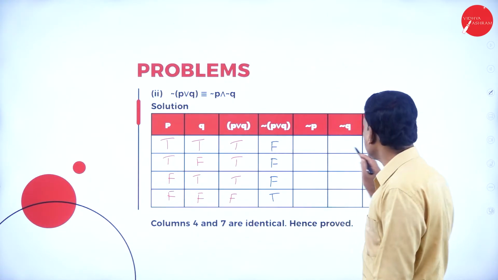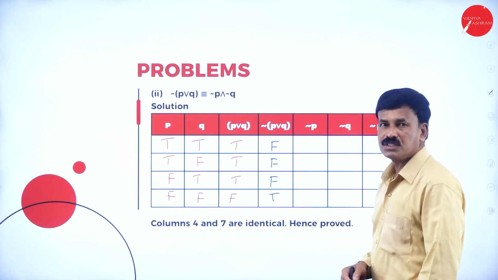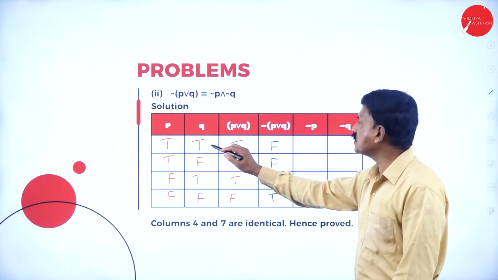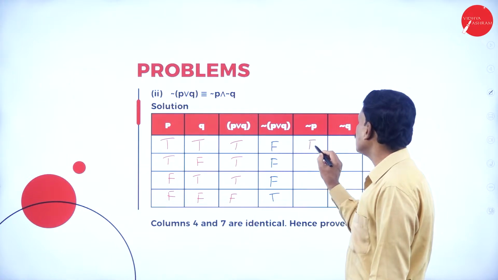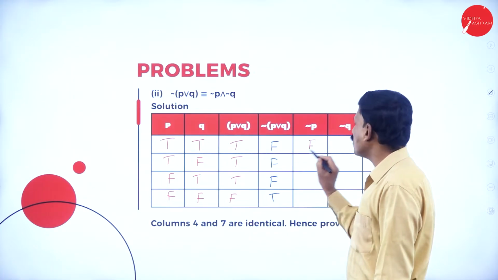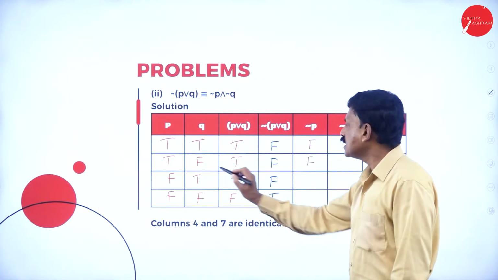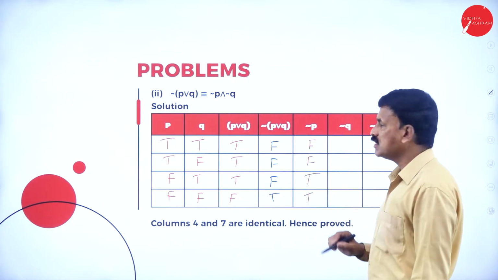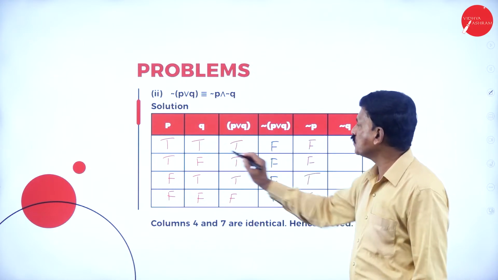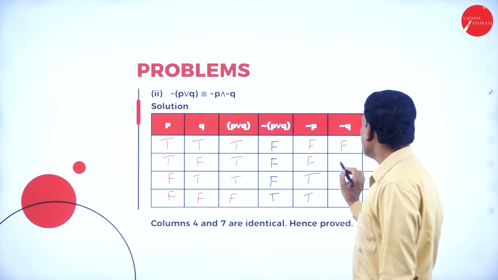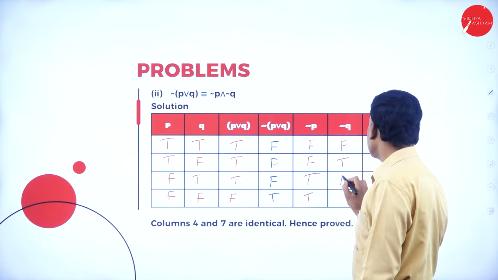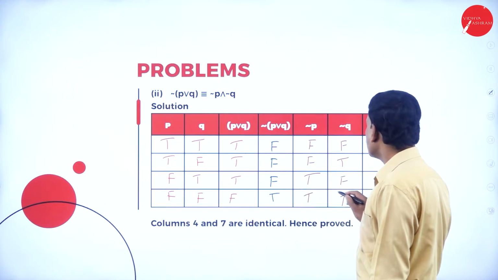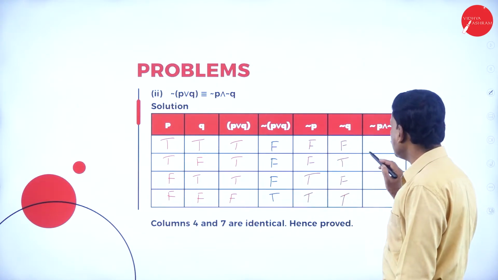Now, let us come to the second part. What is the second part? The second part is negation of P. Negation of P, for true it is false, for true it is false. Again, for false it is true, for false it is true. F, F, T, T. Again, negation of Q. For T, it is F. For F, it is T. Again, T, it is F. For F, it is T. So, F, T, F, T.